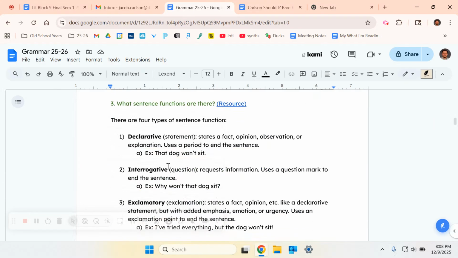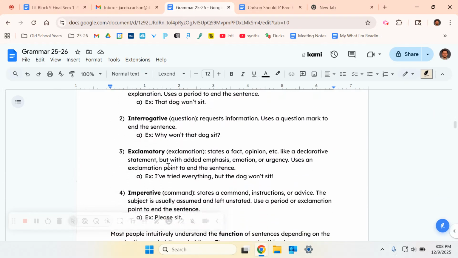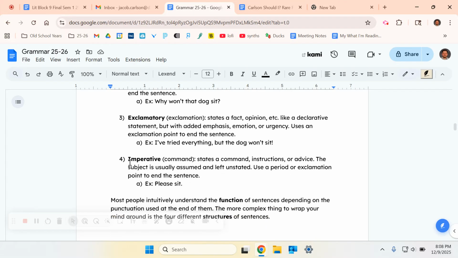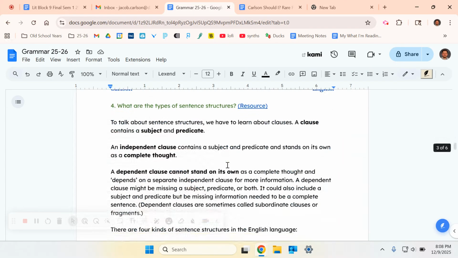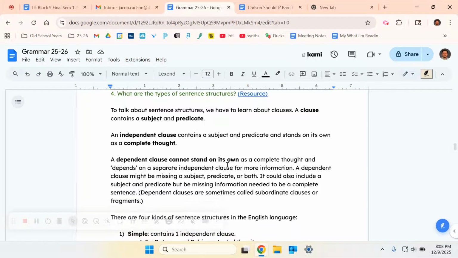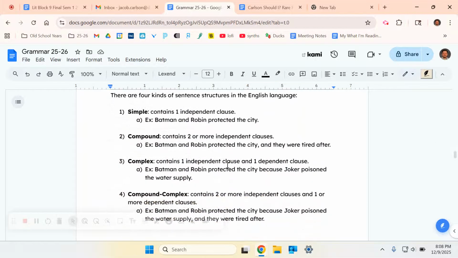There are four different kinds of functions of a sentence. You could declare something, you could interrogate something, you could exclaim something, or you could state a command, but those are kind of straightforward. We're not going to spend a lot of time on those. The main thing is understanding the four different kinds of sentences in the English language. There are only four, despite this big complex language that we speak.